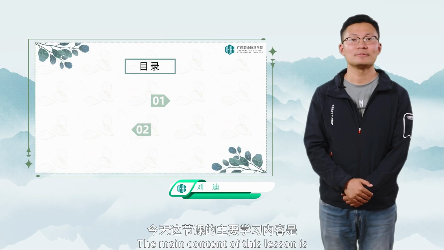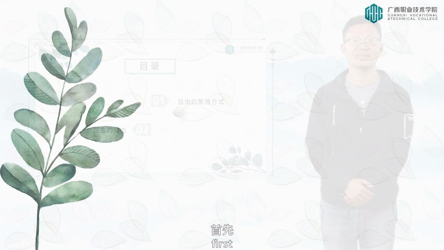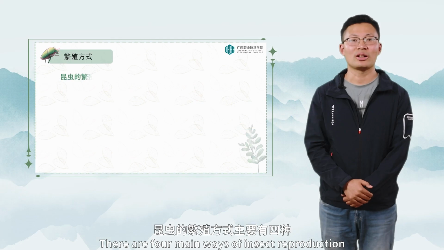Hello everyone, the main content of this lesson is insect reproduction and insect metamorphosis. First, let's learn how insects reproduce. There are four main ways of insect reproduction.